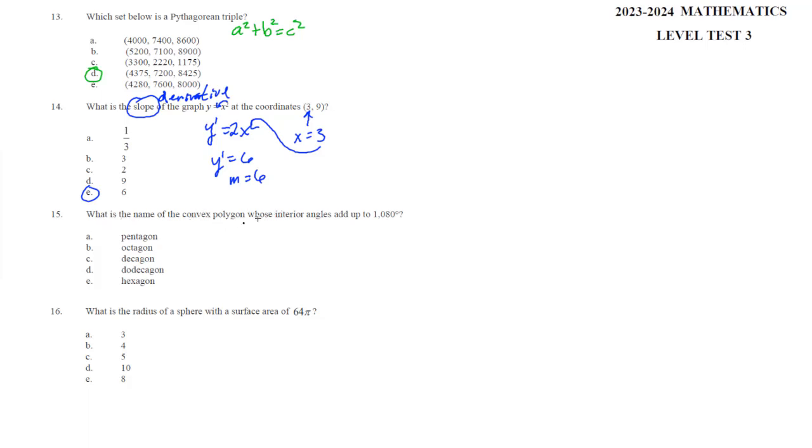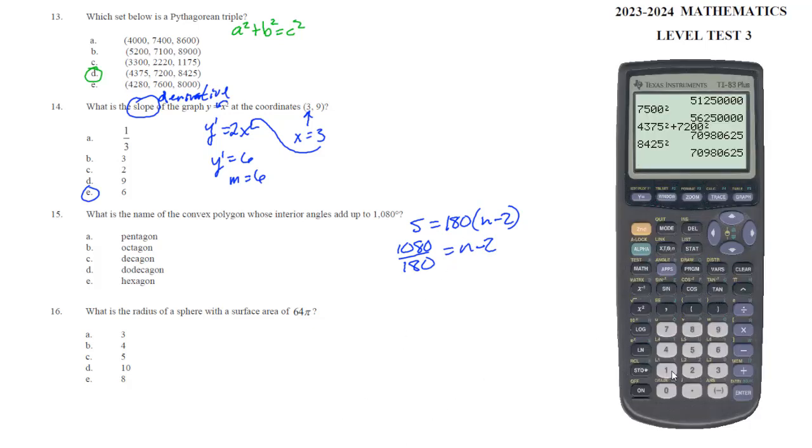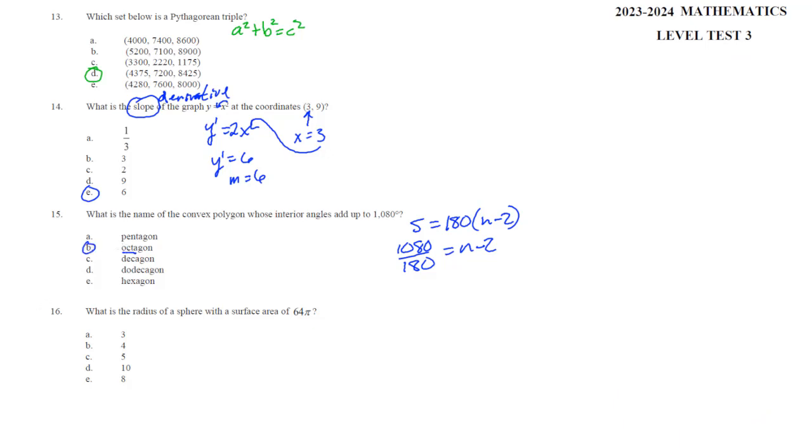Okay, number 15. What is the name of the convex polygon whose interior angles add up to 1080? Now, the formula for adding up interior angles is the sum is going to be 180 times n minus 2. So we take 1080 divided by 180, and that's n minus 2. So punch that in the calculator, 1080 divided by 180, and we get 6. And so we then add 2. So n minus 2 is 6, so add 2 and we get 8. So 8 is octagon, B.